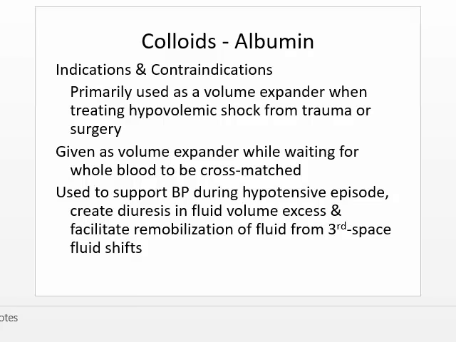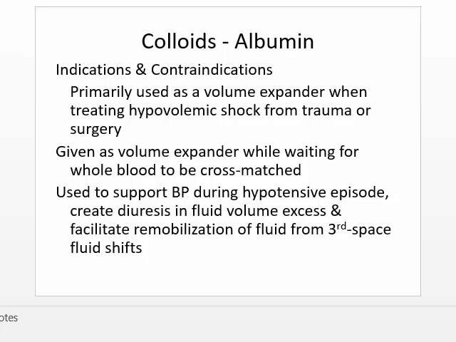So when would we use albumin, and what would we want to be careful of? Albumin is going to increase that vascular volume. It's used in treating hypovolemic shock from surgery or trauma, and it's given while we're waiting for whole blood. So it's given as a volume expander while waiting for that whole blood to be cross-matched. Albumin is produced in the liver normally, and it's prepared from donor plasma. In this plasma, you do not have to worry about ABO incompatibilities, and it's processed to prevent viral contamination.